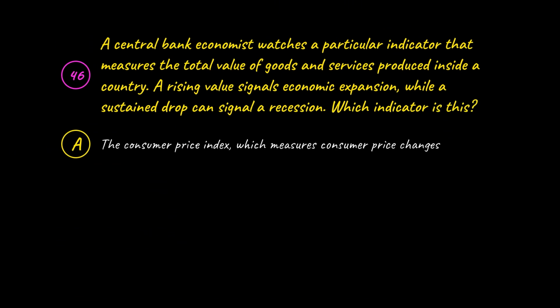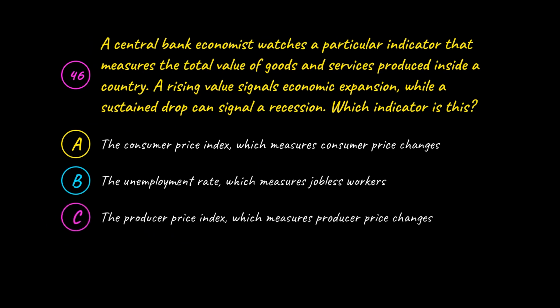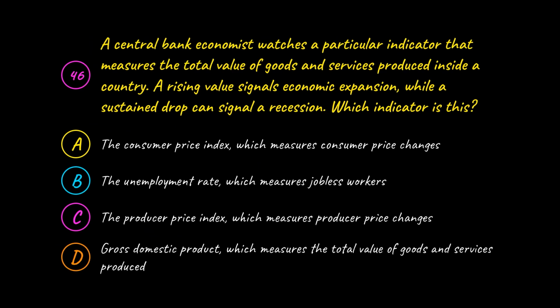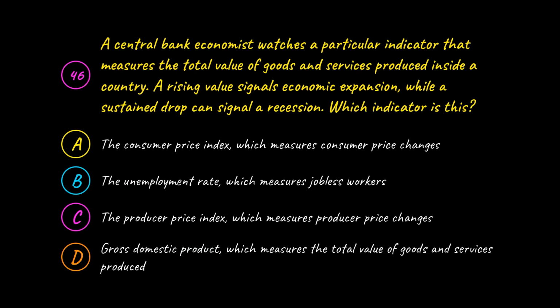A. The Consumer Price Index, which measures consumer price changes. B. The unemployment rate, which measures jobless workers. C. The producer price index, which measures producer price changes. D. Gross domestic product, which measures the total value of goods and services produced. Which would you go with? Lock it in before the reveal.